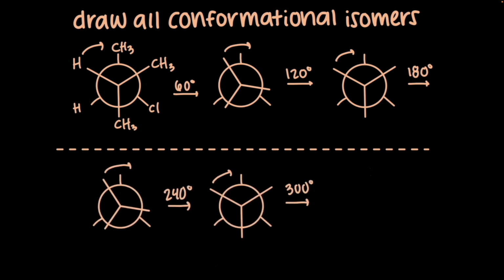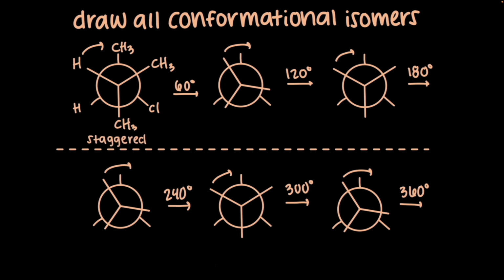To find them all, we can draw all rotations until we come to a total of 360 degrees. When rotating a carbon 60 degrees clockwise, each 60-degree turn will alternate between a staggered and eclipsed conformation. To draw all the conformational isomers for this example, I'm going to be keeping the back carbon constant and rotating the front carbon 60 degrees clockwise.